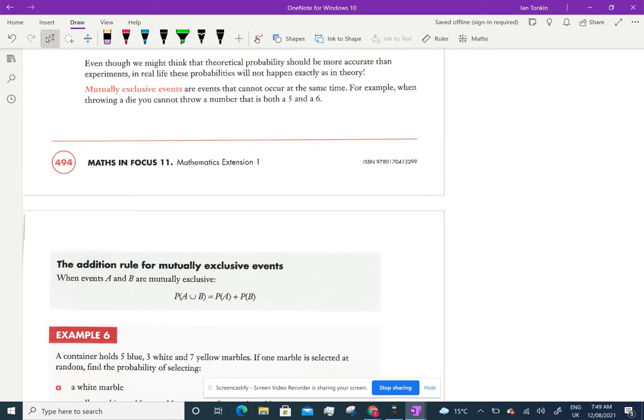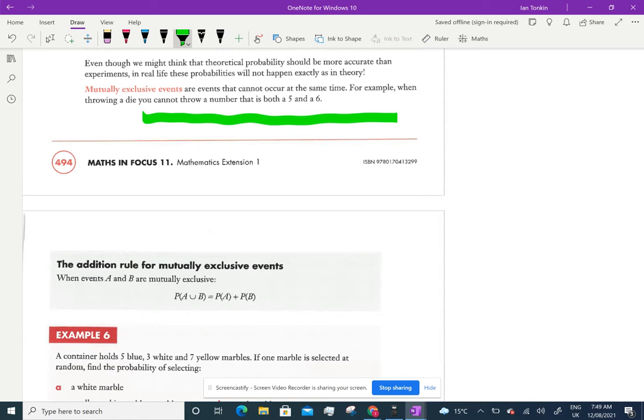So the first thing you need to understand is what mutually exclusive events are. They're events that cannot occur at the same time or events that have no effect on one another. For example, rolling a die, you can't get a 5 and a 6 at the same time. And they mention it in there.